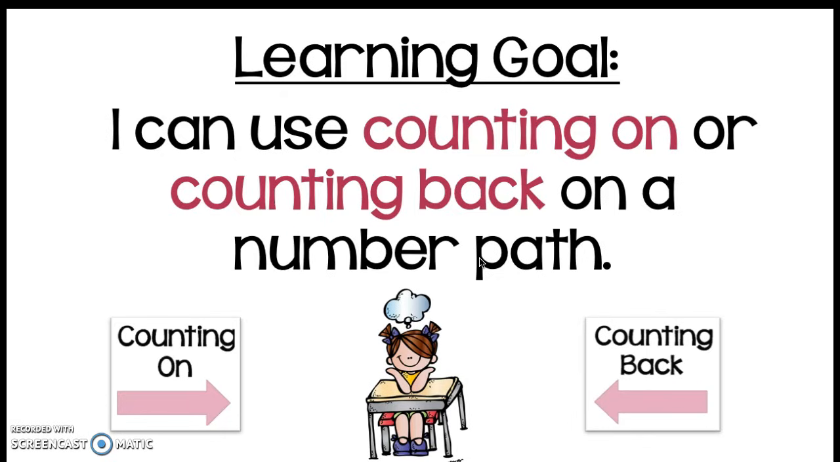Sometimes doing math isn't about just finding the right answer. It's about how you're solving the problem. How are you using what you know to be the most efficient? All right? So today when you're doing your practice set, I want you to think about, am I being efficient? Which one would I do? Which one seems to make the most sense? Counting on or counting back? Good luck, friends.